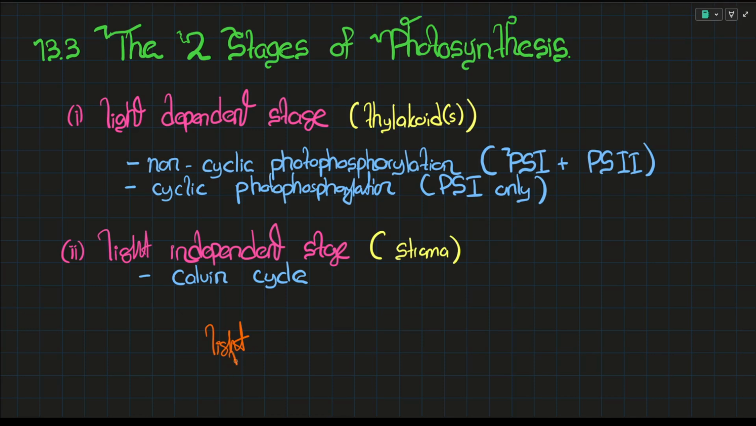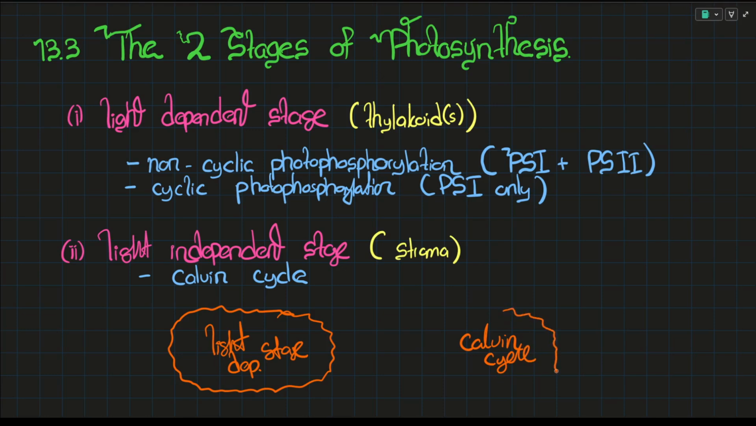The light dependent stage occurs first. Now, we have the light dependent stage occurring. And afterwards, we have the light independent stage occurring, the Calvin cycle. Okay, here's the deal. For this cycle to go through its metabolic processes, it needs the products that are formed from the light dependent stage. That's the catch.